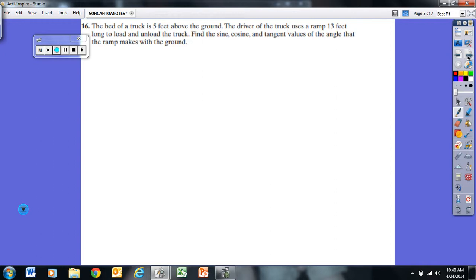The bed of a truck is 5 feet above the ground. The driver of the truck uses a ramp 13 feet long to load and unload the truck. So, here's the bed of the truck. Here's the ramp. Find the angle that the ramp makes with the ground. Oh, so this is 5 because it's 5 feet above the ground. The ramp is 13 feet long. Find the sine, cosine, and tangent of the angle.